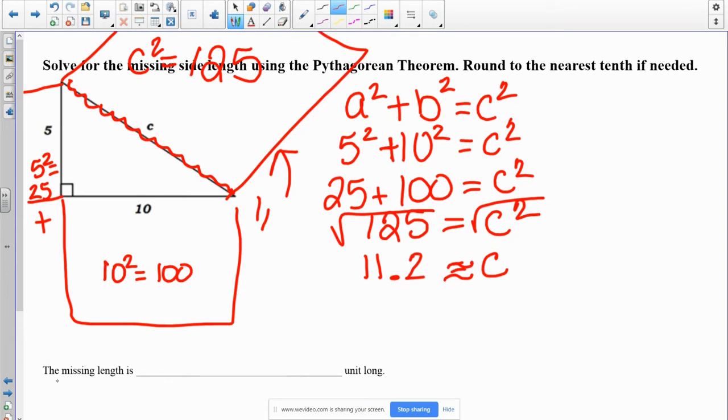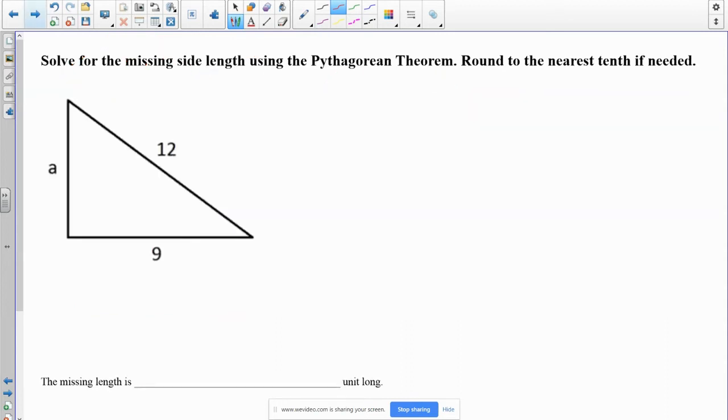So the bottom here, the missing length is approximately 11.2 units long. So our hypotenuse. Next problem. When we look at it, we notice right away, this looks like where my right angle is.